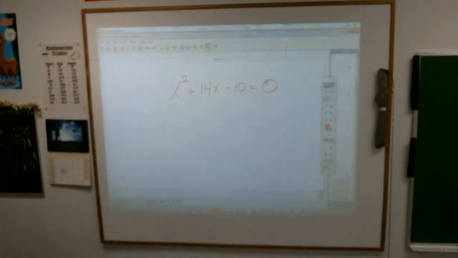Move the 10 to the other side. What's half of 14? 7. Square 7, 49. Add 49 to both sides.